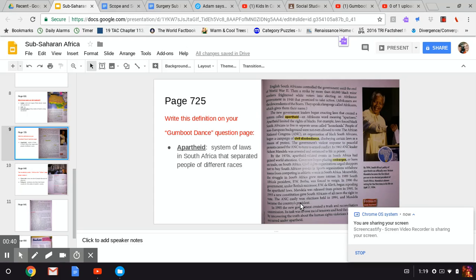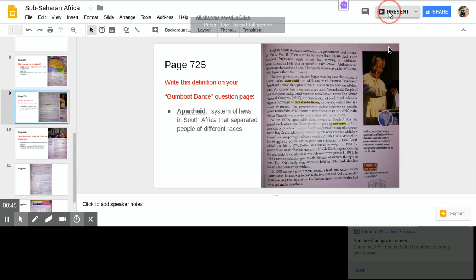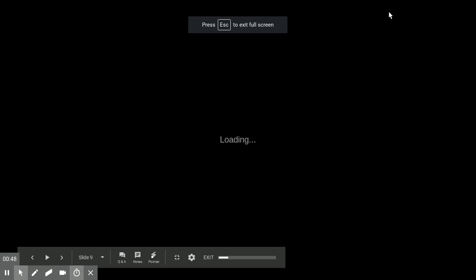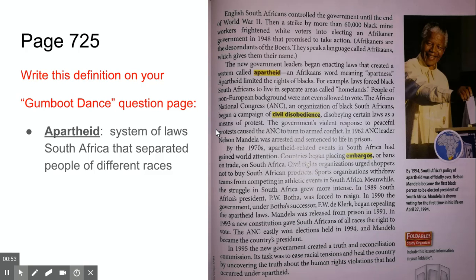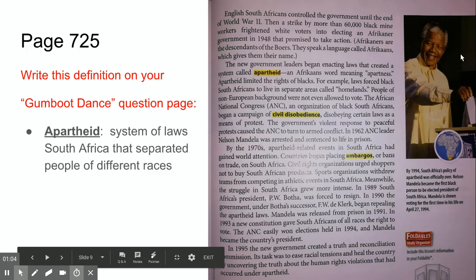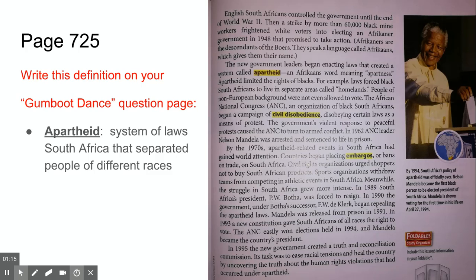So you watched the BrainPop over apartheid before you listened to this video. What apartheid is, or was, is a system of laws in South Africa that separated people of different races. On page 725, this is what you'll see, and it actually starts on page 724. If you don't have this open, pause the video right here and turn to pages 724 and 725.